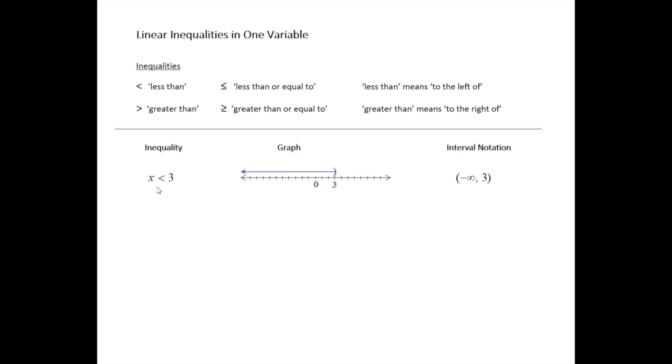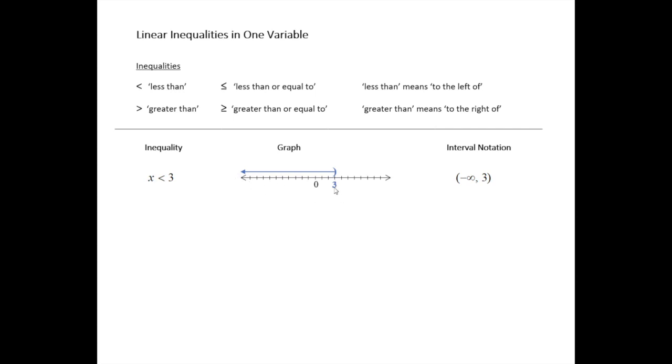We're interested in inequalities that have a variable. X less than 3 means any number that is less than 3. That means any number that is to the left of 3 on the number line. When we graph this inequality, we highlight the interval, the set of all the numbers on the number line, to the left of 3. Since this interval has no lower bound, we use an arrow to indicate that it goes forever to the left.